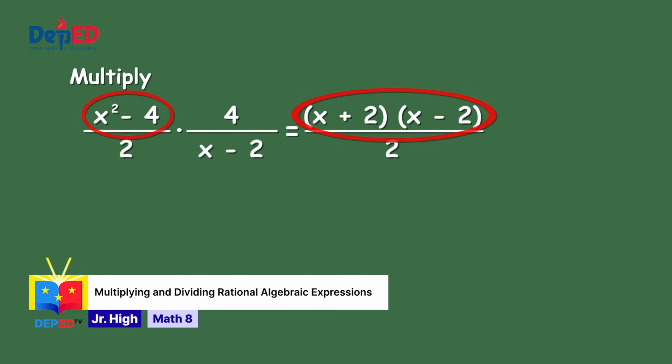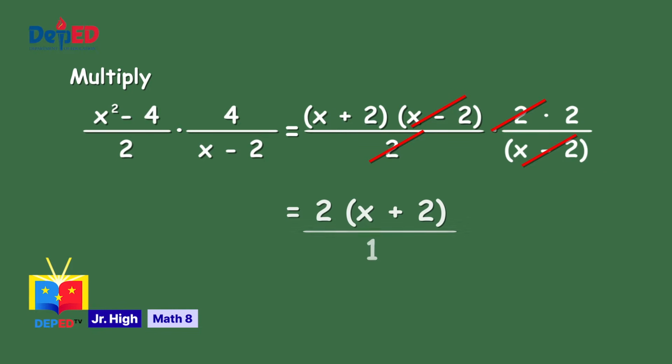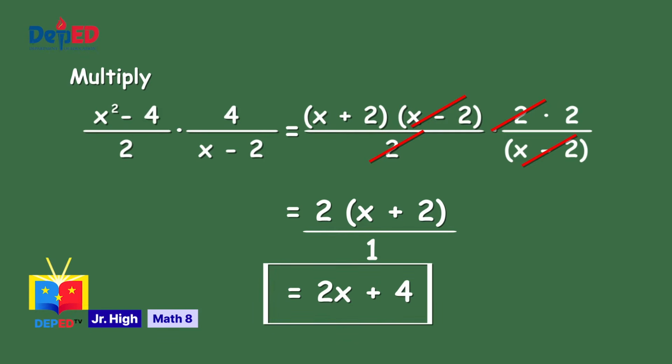How about the second multiplier? The numerator 4 can be written as 2 times 2. Then rewrite the denominator x minus 2. Do you see common factors? Dividing the common factors, what are we left with? We are left with 2 times the quantity x plus 2 all over 1. And what is this product? It is equal to 2x plus 4. Let us have another example.